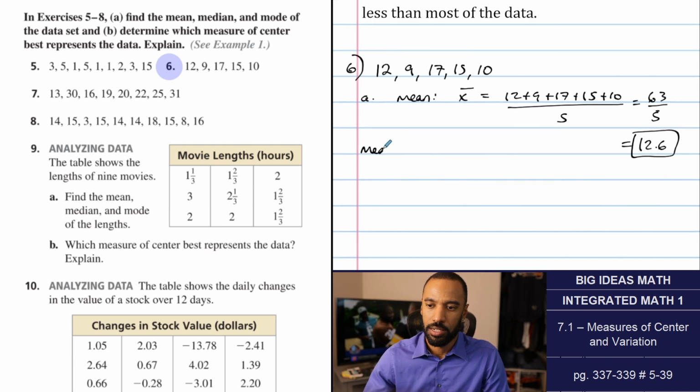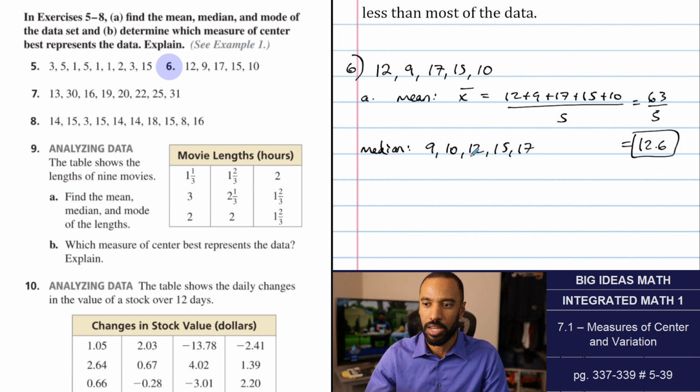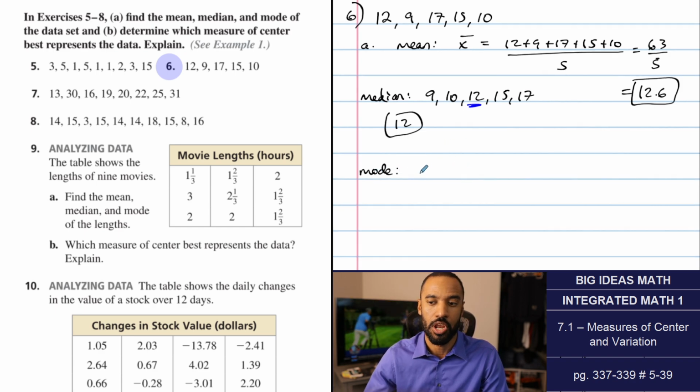The median, I'm just going to stick right here. Let's write them in order. There are 5 terms. The smallest number is 9. Then 10, 12, 15, and 17. The middle number here is 12. The mode is the one that occurs most frequently. If it is a tie among all terms, then there is no mode. The mode would be none.